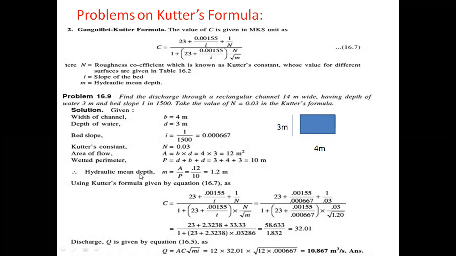Now find out the hydraulic mean depth value. M equals area by wetted perimeter. Area value is 12 and perimeter value is 10, which equals 1.2 meters. Hydraulic mean depth is 1.2 meters.